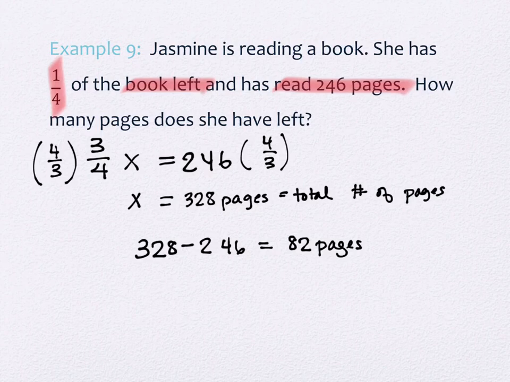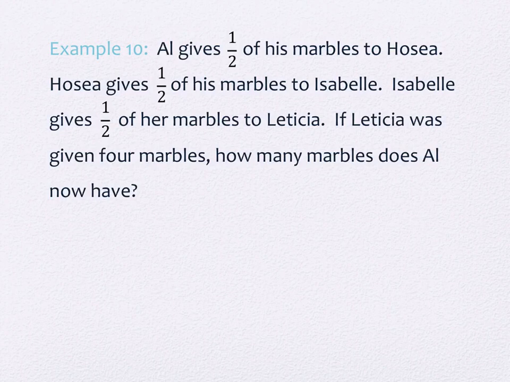All right, last example for today, example 10. Al gives 1/2 of his marbles to Hosea. Hosea gives 1/2 of his marbles to Isabel. Isabel gives 1/2 of her marbles to Letitia. If Letitia was given 4 marbles, how many marbles does Al have now? All right, so we're working with these fractions, but this is actually a really good example of problem solving in a general sense. And one of our problem solving methods that you might think about is a method called working backwards.